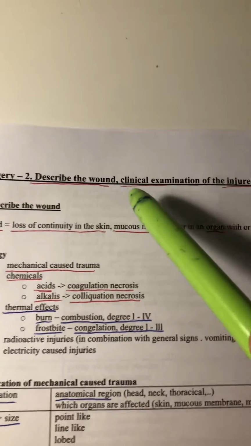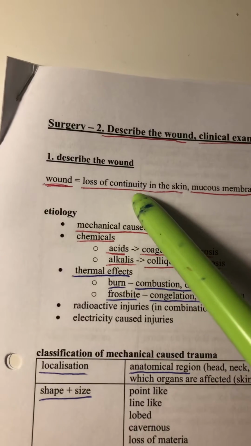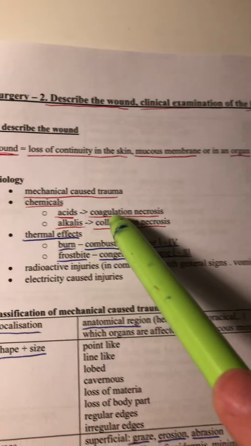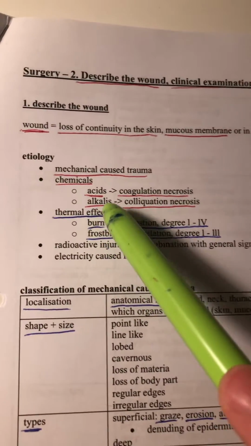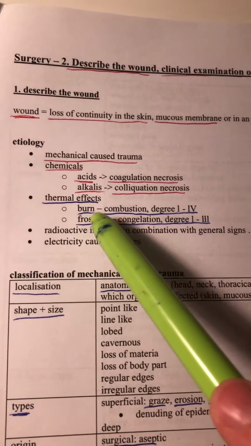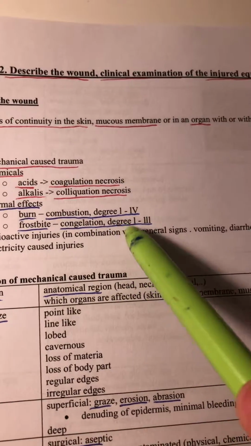Describe the wound, the clinical examination of the injured patient. So describing the wound. The wound is a loss of continuity in the skin, mucous membranes, or in an organ. It can be caused by mechanical trauma, chemicals such as acid, which cause coagulation necrosis, or alkalis, which cause liquefaction necrosis, or thermal effects such as burns like combustion degree 1 to 4, or frostbite, congelation degree 1 to 3.